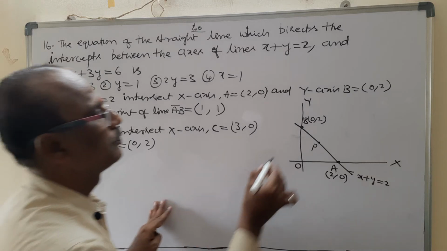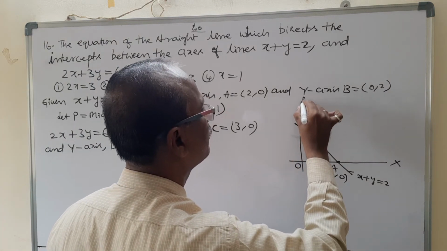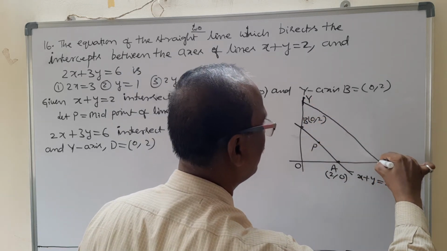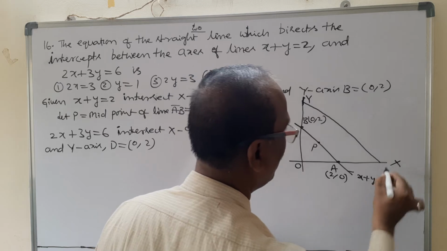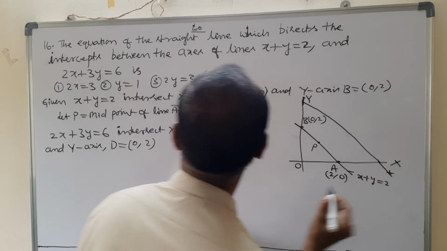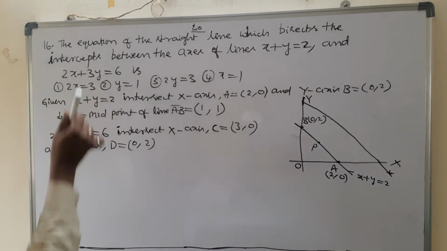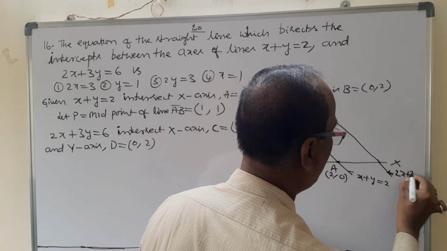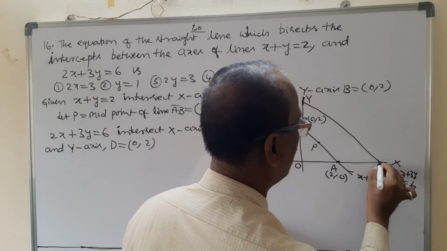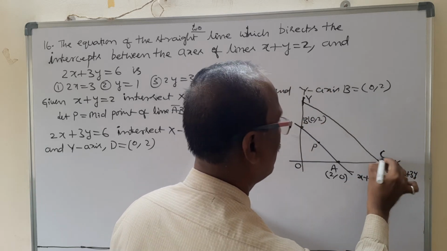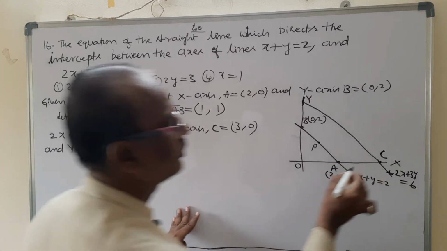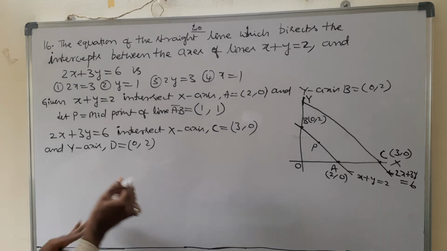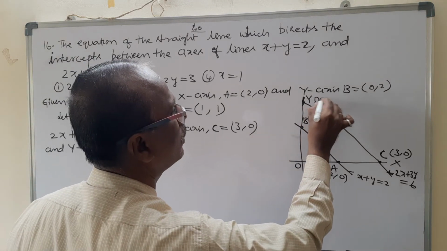Observe the diagram. This is the y-axis. Another line is there, that line given in the question: 2x plus 3y equal to 6. It cuts the x-axis at C. The C coordinates are (3, 0). It cuts the y-axis at D. D coordinates are (0, 2).